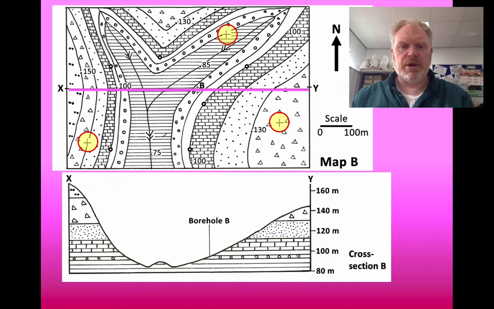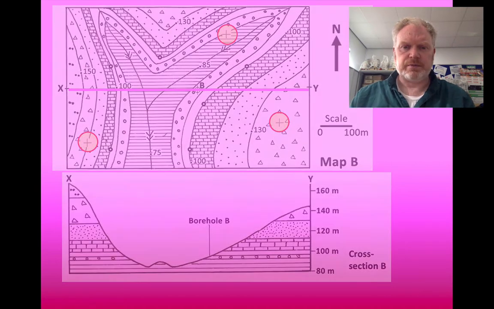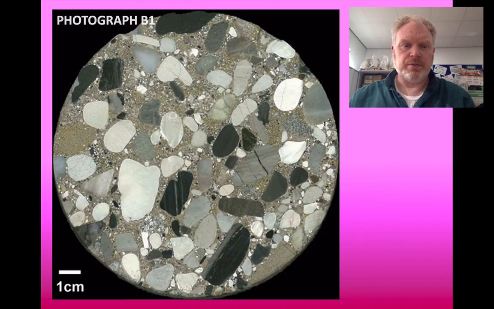Now, we have some additional information we need to consider as well. We've got 2 photographs. This is photograph B1. So this is a view looking down a microscope at a polished sample of a rock. You need to work out what type of rock it is. And to do this, you need to look at the size of any grains within this rock, the shape of grains within this rock, possibly as well the sorting of grains.